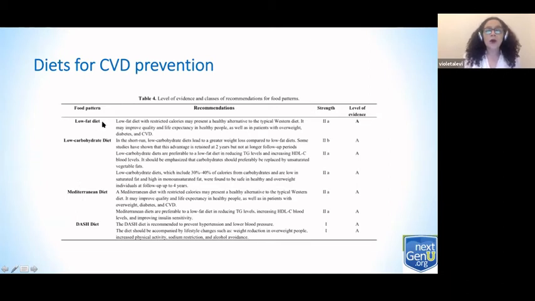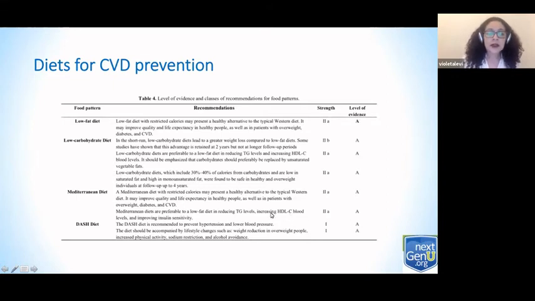So you have amazing articles during the course that I recommend you to read. And specifically, for example, in this article where it shows the different kinds of diets and the strength and level of evidence that there are for each of them, you have to focus on the ones who have a strength of 1 and a level of evidence of A, that are the best quality evidence.